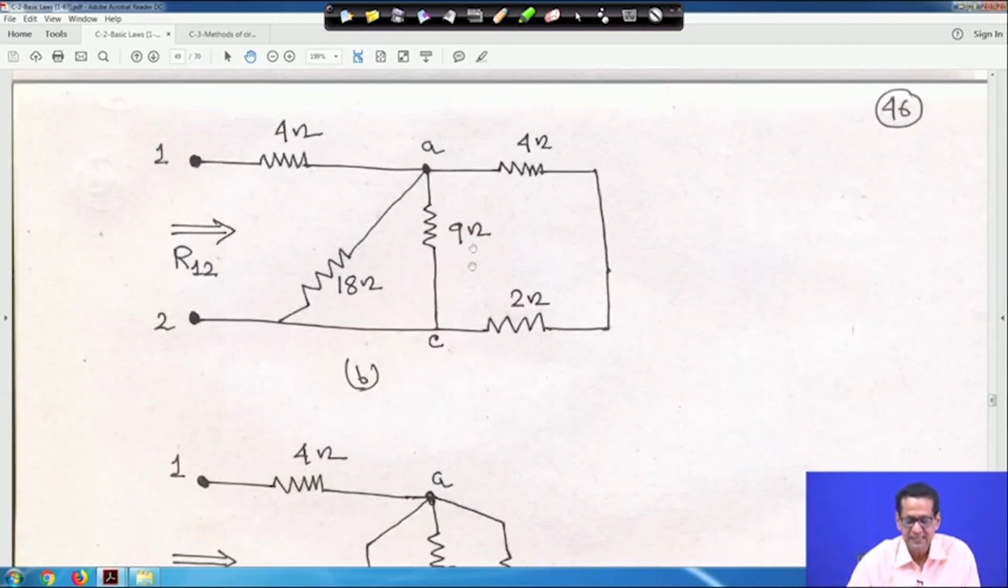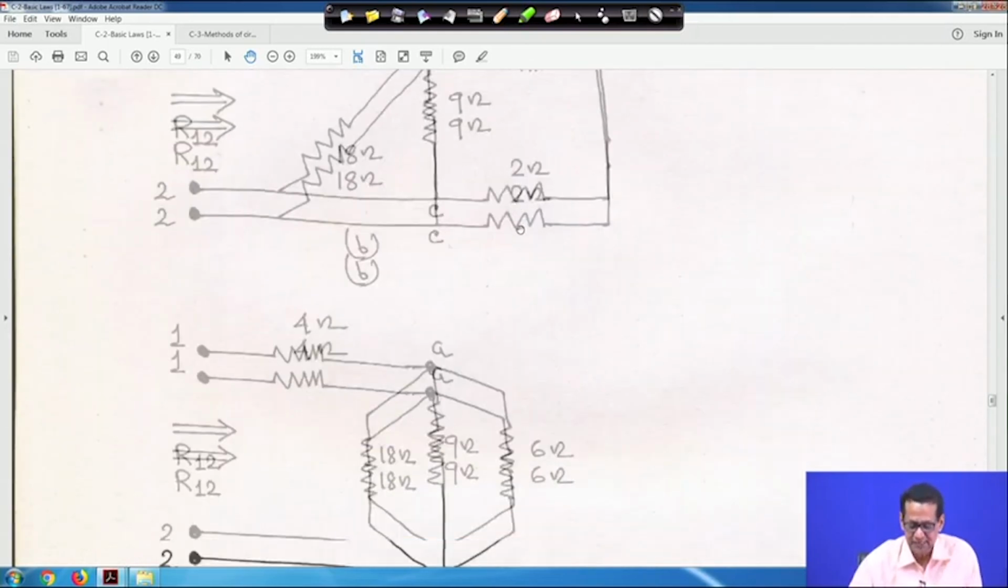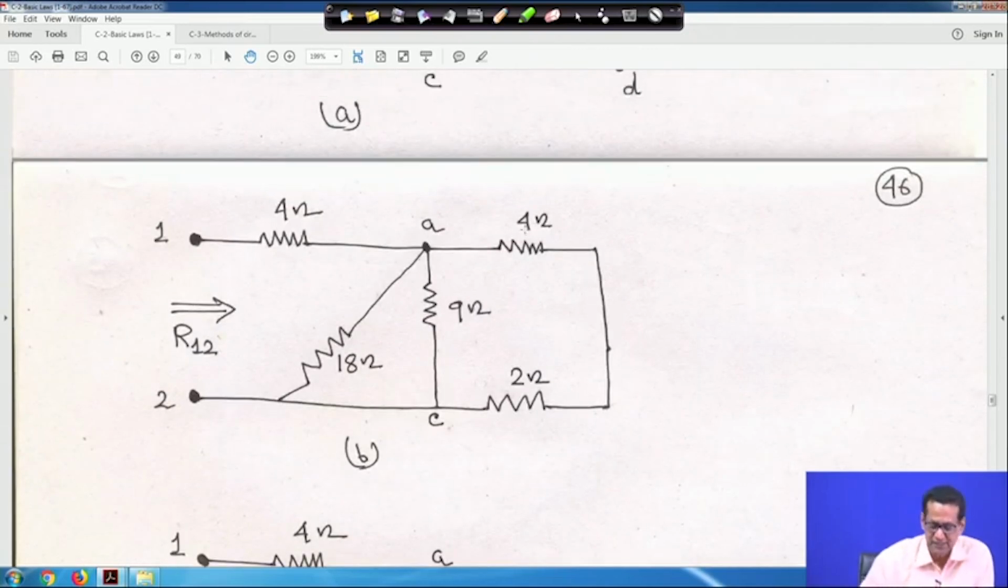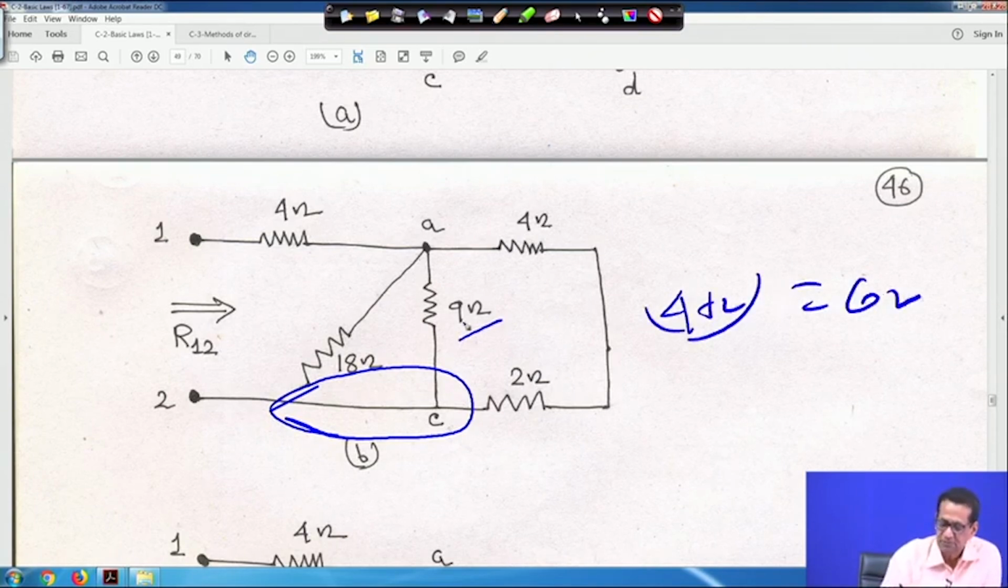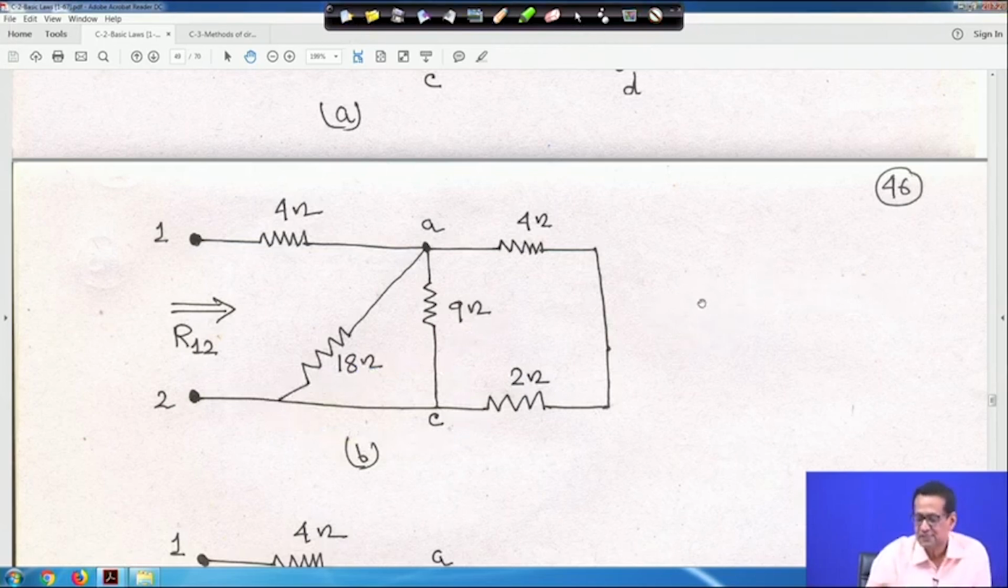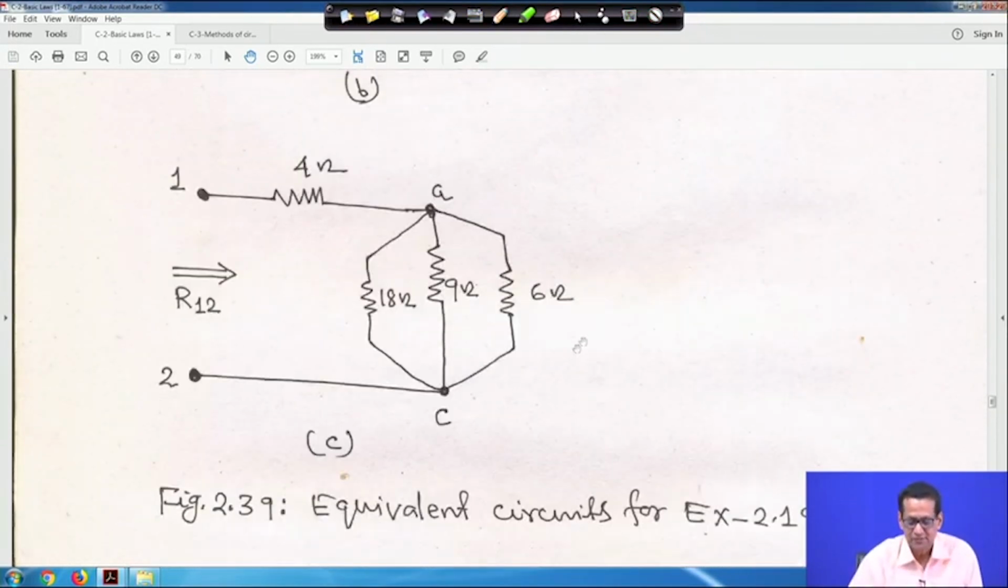So, in this circuit there is 9 ohm and 6 ohm, right. Here 18 is given, and if you see, this is actually a common point. So 4 plus 2 is 6, so 6 ohm. So 6 ohm, 9 ohm and 18 ohm, all three are actually in parallel, right. So I am cleaning it. If you look at the next circuit, 6 ohm, 9 ohm and 18 ohm are in parallel.